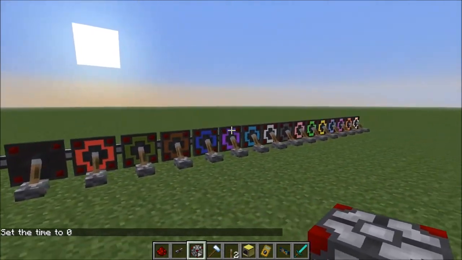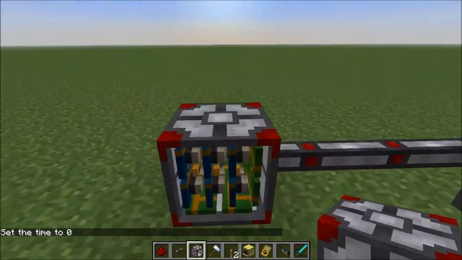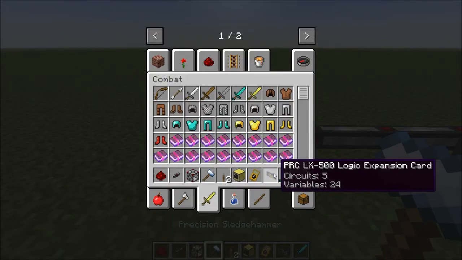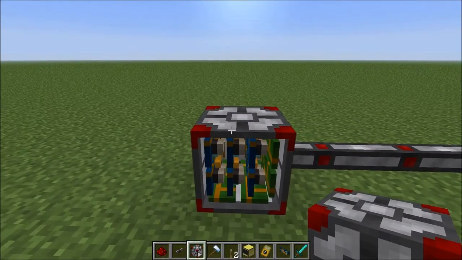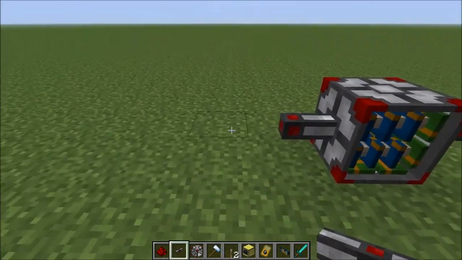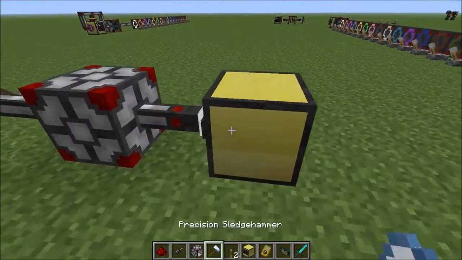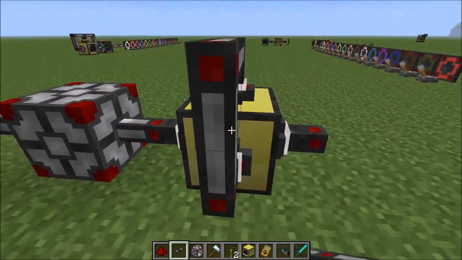Okay, so what I've done here, as you can see, is I've set up the 16 colours, and I've filled this programmable Rednet controller with these logic expansion cards with 5 circuits on them. We won't even be using them all. Now what I'm going to do is put a cable output to a computer. I'm using an Advanced Computer, and I'm going to have 1, 2, 3.